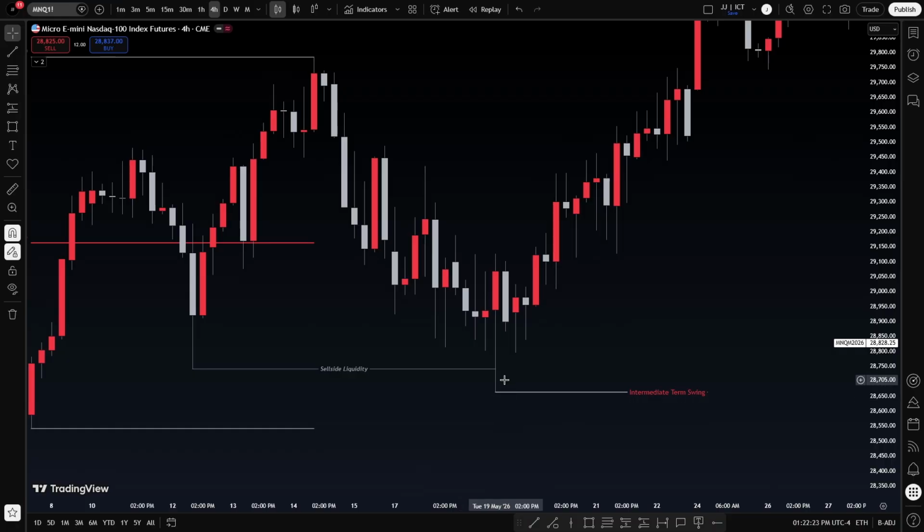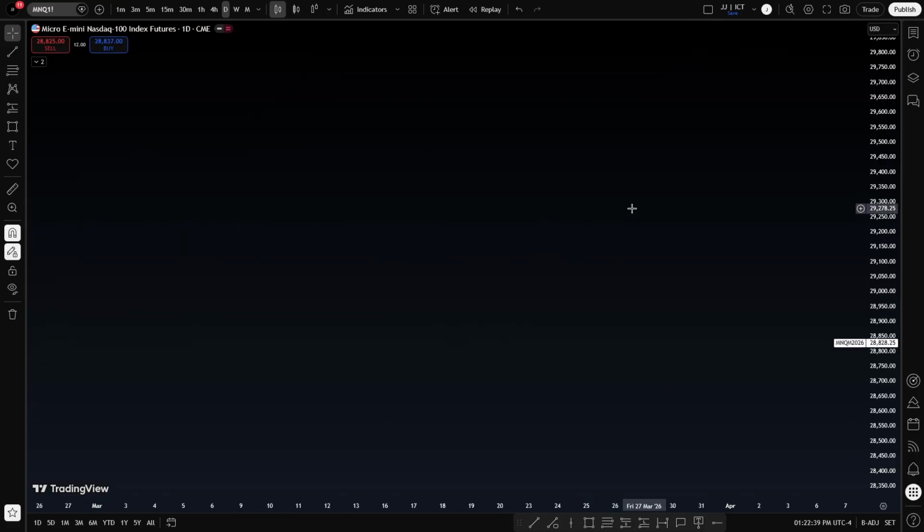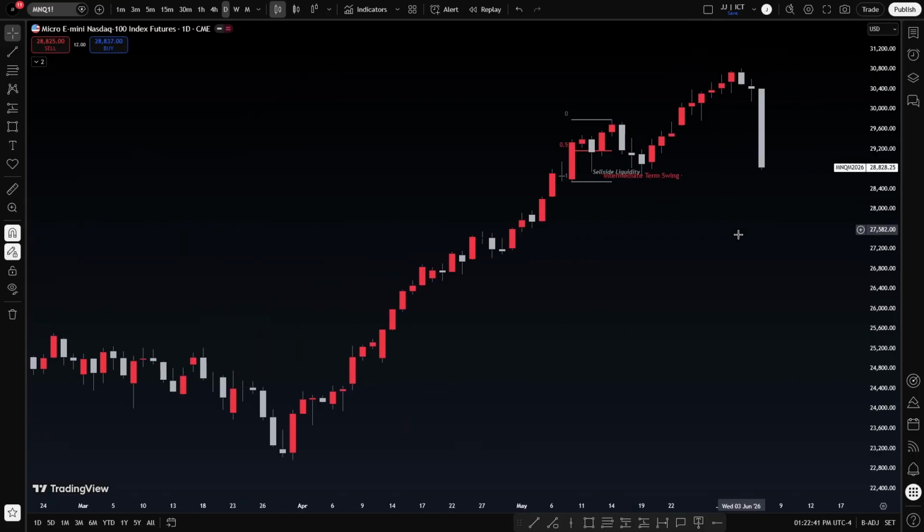So you're probably like, okay, it prepared itself by completing 1 to 2 rules of the algorithm. It created an intermediate term swing after completing those rules. So that's another confluence that price may be reversing or making higher all-time highs from here. What else is it doing? Well, let's check the daily or the weekly. Well, probably not the weekly because it's a little too high, but you get the point.